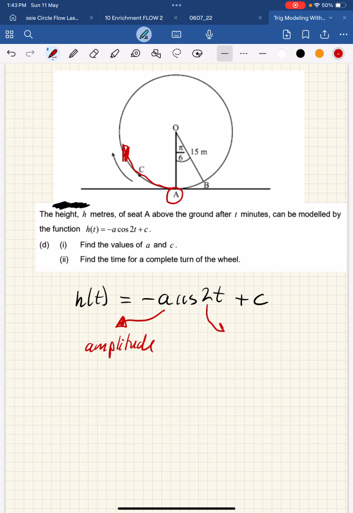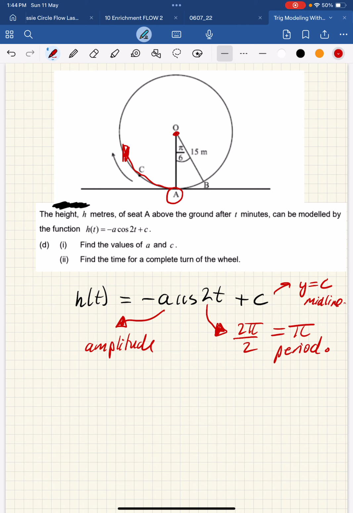Now this 2 here tells me that the period is 2 pi divided by 2, which equals pi. So that's the period. That's one full revolution, one full wave. In fact, that would be the time that this function takes to get all the way back to A. And the c, well, y equals c is the equation of the midline, right? So we'll put that period there. So we've got all the information we might need. So let's have a little look.